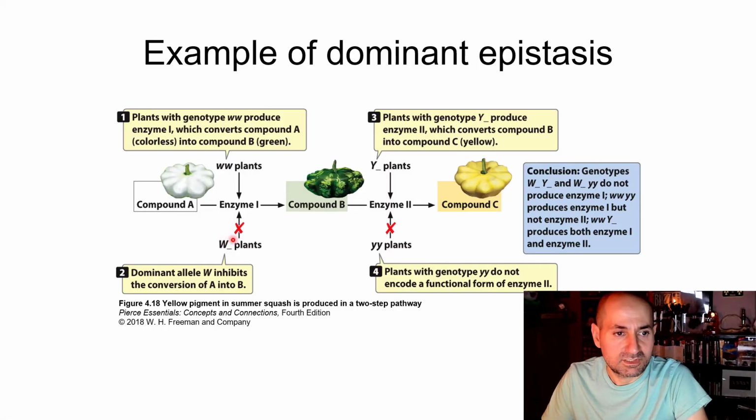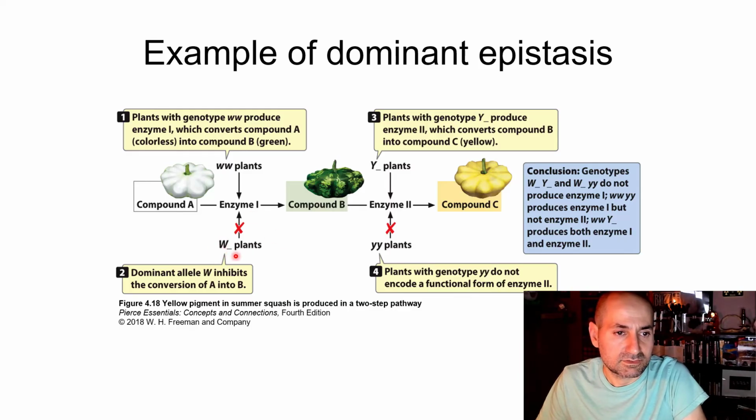Here, you're dealing with the W allele. This is the epistatic allele, and you have the Y allele. This is the hypostatic allele. Notice what Y does first. Y converts compound B, a green color compound, to compound C by making an enzyme, enzyme 2. But what if compound B wasn't there? Think about it. What if compound B was not there? If there's no compound B, then the enzyme that's produced by allele Y wouldn't be able to convert green to yellow. And that's exactly what this epistatic gene does.